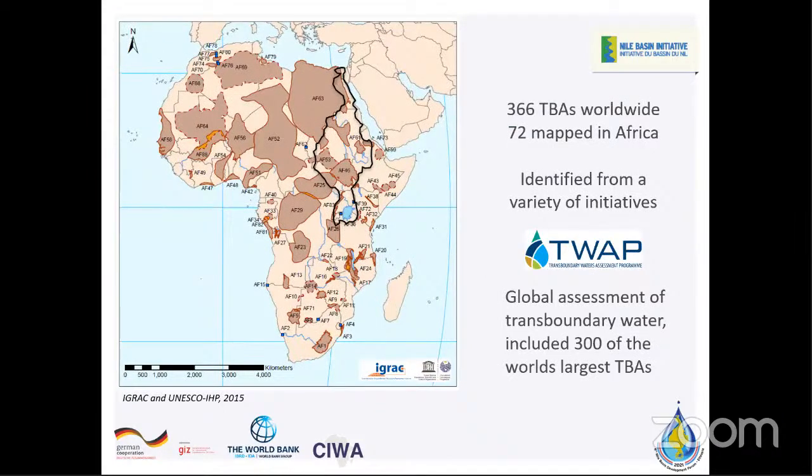So this is a map of transboundary aquifers across Africa as we currently understand it. Just FYI, if I say TBA in this presentation, I'm referring to transboundary aquifer. There are 72 TBAs currently mapped across the continent, and these have been identified over years of global and regional initiatives and studies. One of the most important projects was the Transboundary Water Assessment Programme, where 300 of the world's largest TBAs were assessed. And this generated loads of information that's really helped increase understanding of TBAs, but has also helped to bring the importance of transboundary groundwater to the attention of the international community.